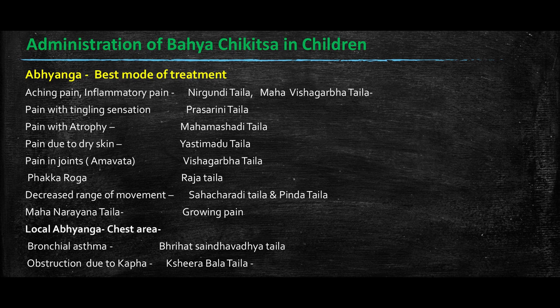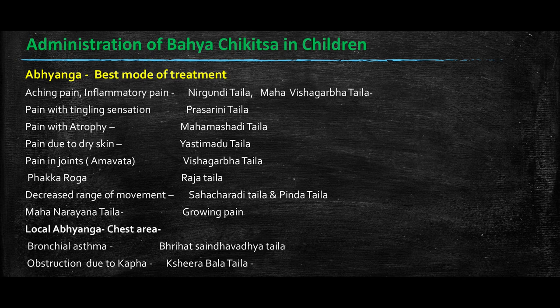For a decreased range of movement, disabilities and all these things, go for Abhyanga with Sahasrara Taila or Pinda Taila. Then Mahanarayana Taila is good in growing pain. This is one of the common problems in children. As the evening proceeds, children usually say there is pain. There is no pathology, this is because of growing pain. The bones are growing up, and because of this stretching there will be pain, usually seen in the evening hours. In growing pain, Mahanarayana Taila is quite beneficial. The same Abhyanga can be given locally also.